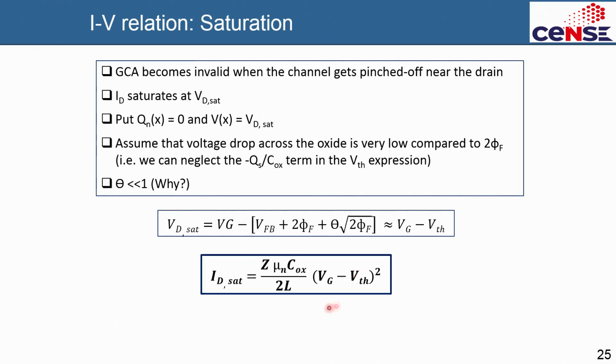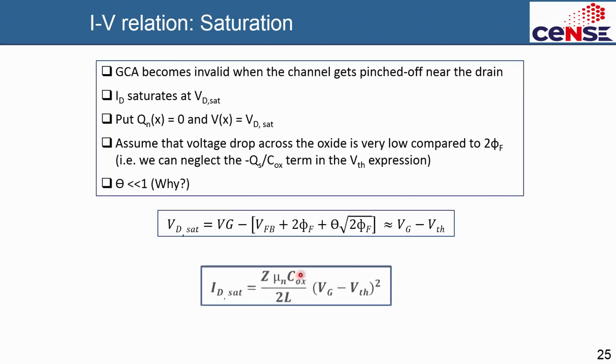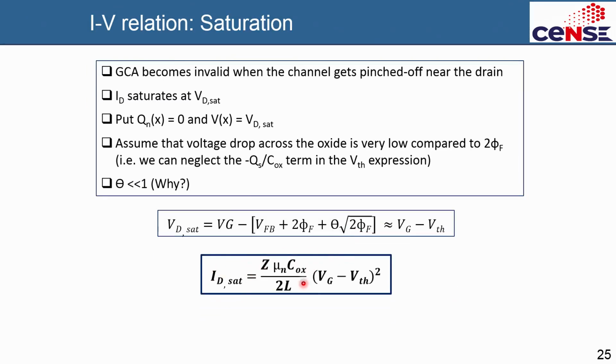It doesn't depend on the drain voltage. You see, this current doesn't depend on the drain voltage. So the expression also shows you that the drain current saturation doesn't depend on the drain voltage, but it depends on the square of the gate voltage. So that is your basic expression for IV in saturation.